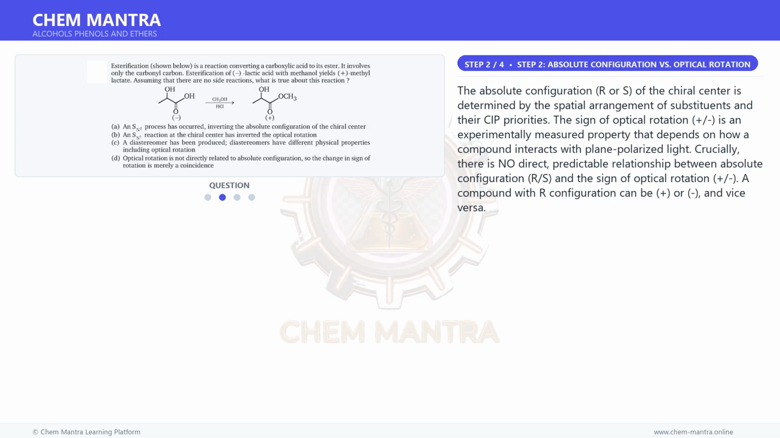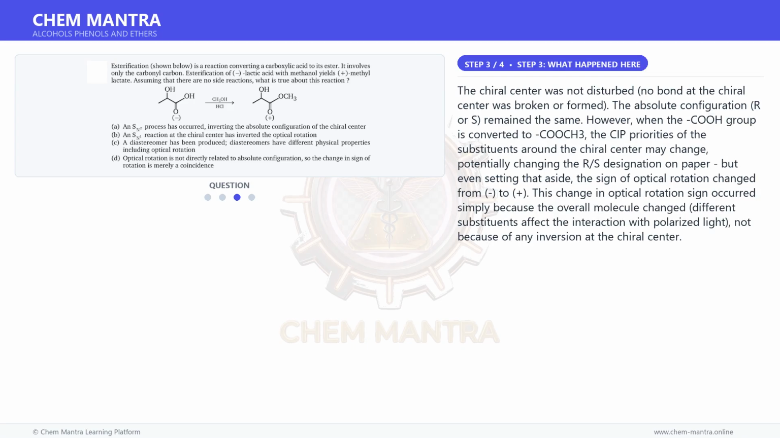The absolute configuration, R or S, of the chiral center is determined by the spatial arrangement of substituents and their CIP priorities. The sign of optical rotation, plus or dash, is an experimentally measured property that depends on how a compound interacts with plane polarized light. Crucially, there is no direct, predictable relationship between absolute configuration, R/S, and the sign of optical rotation, plus or dash. A compound with R configuration can be plus or dash and vice versa. Moving on to the next step.